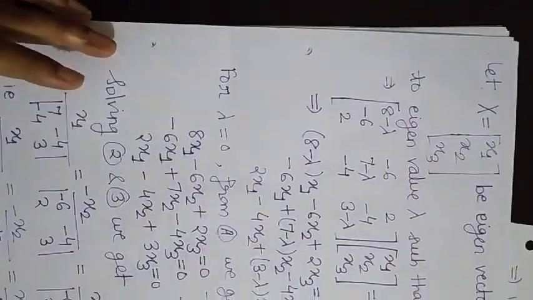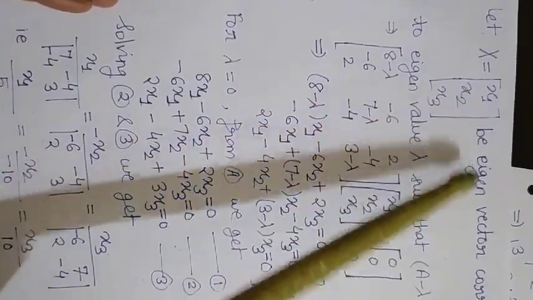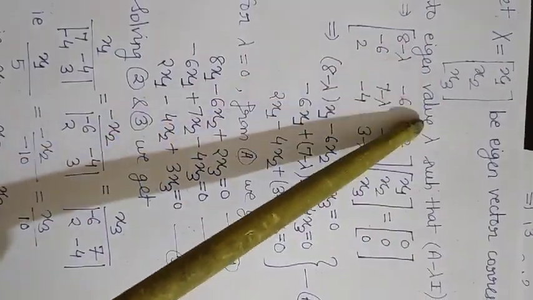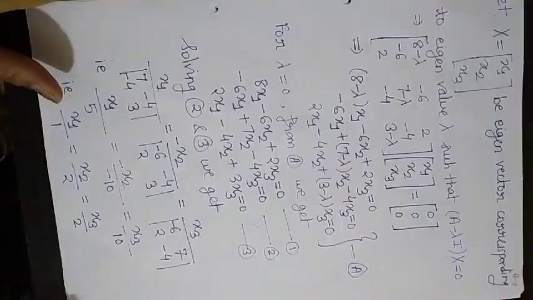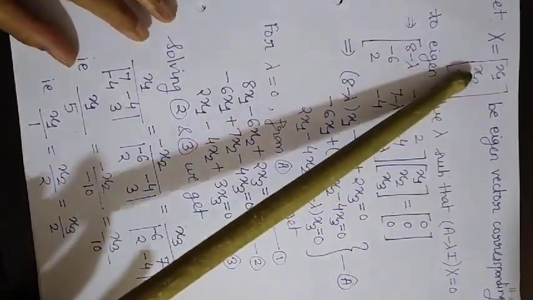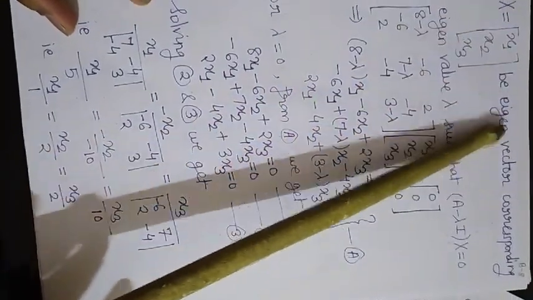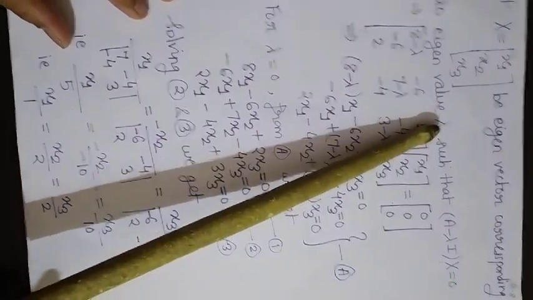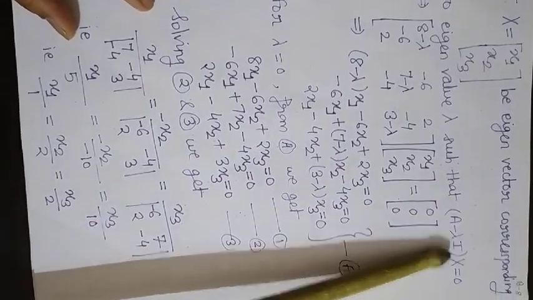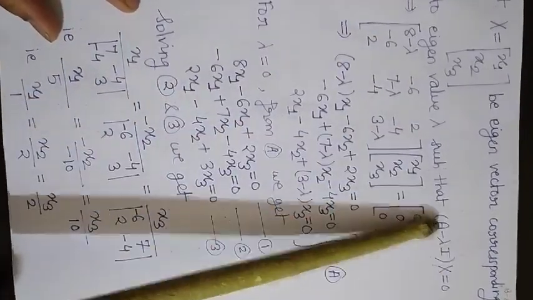Now these eigenvalues are distinct. Next is to find the eigenvector. As here we have 3 rows, let x equal to [x1, x2, x3] be the eigenvector corresponding to the eigenvalues. Remember, an eigenvector must always be a column matrix. So this is an eigenvector corresponding to the eigenvalue lambda, such that (A minus lambda I) times x is equal to 0.